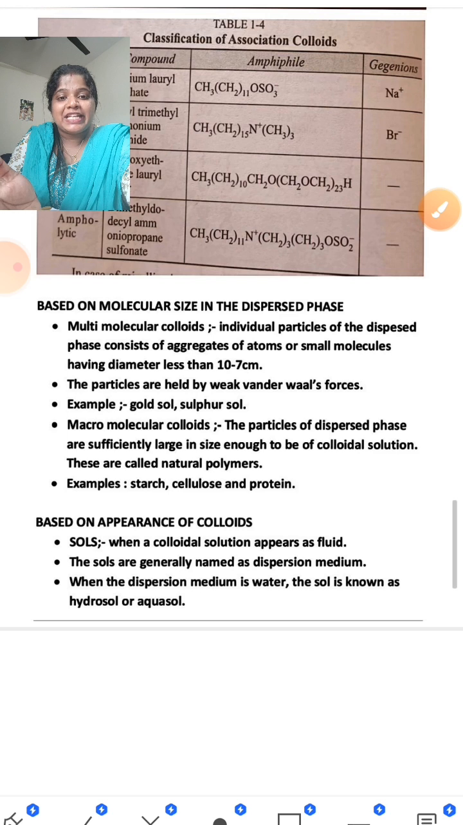The next one is macromolecular colloids. The particles of the dispersed phase are sufficiently large in size to form a colloidal solution. These are called natural polymers. We can give examples such as starch, cellulose, and proteins.